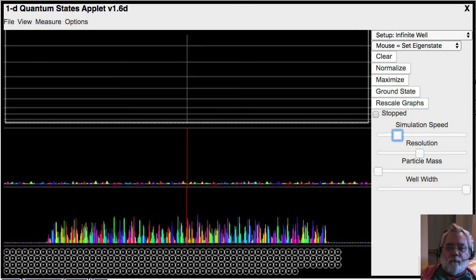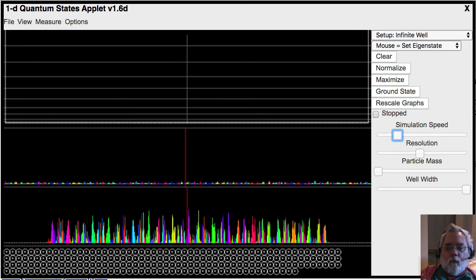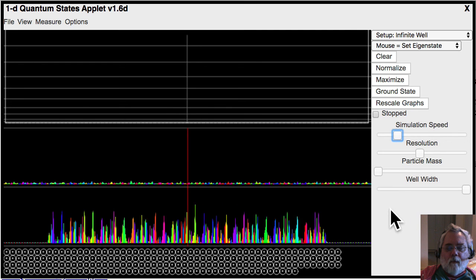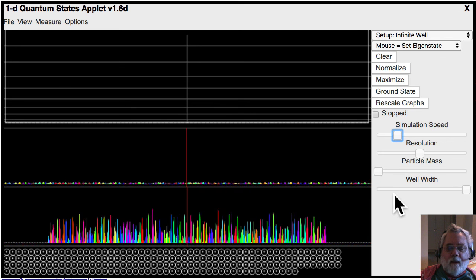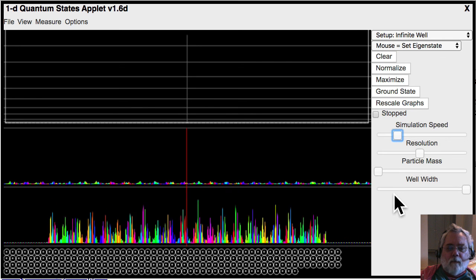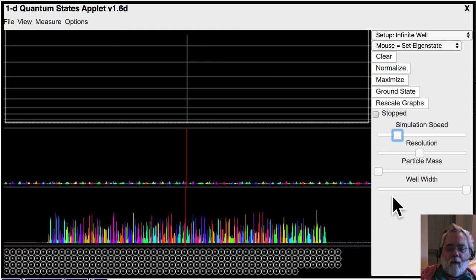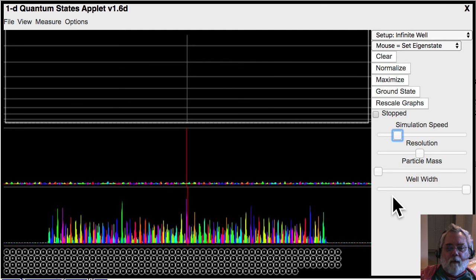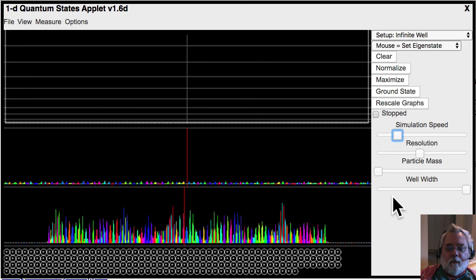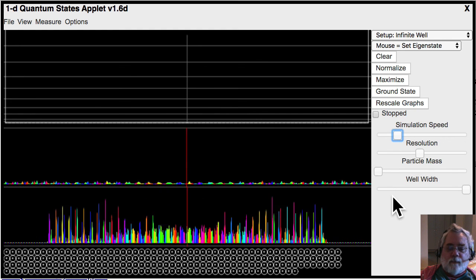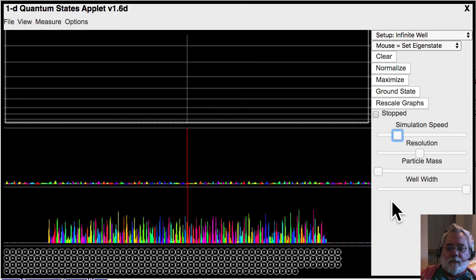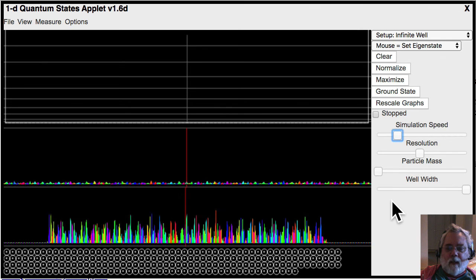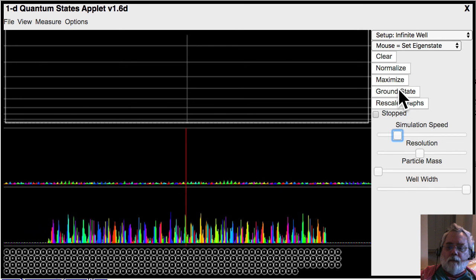We don't know what it is, but we then got put into a state which is not an energy eigenstate at all. It's a combination of all of the energy eigenstates. It's a superposition state, but boy, it's not a simple superposition state. Look at how complicated the system is now. Let's go back to ground state.